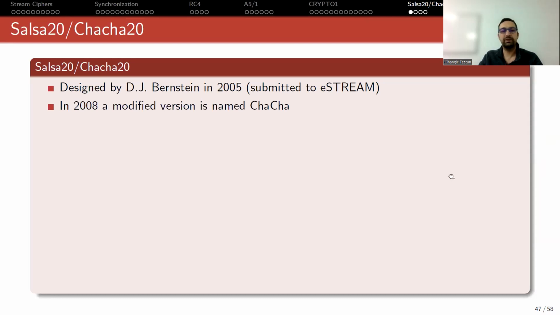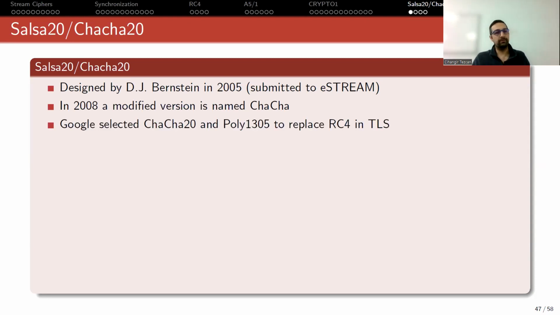So it was included in the final portfolio. In 2008, he made small modifications and named it ChaCha. As you can see, these are Latin dance names, and there are different versions like Rumba20 and so on. Google selected ChaCha to replace RC4 in TLS.